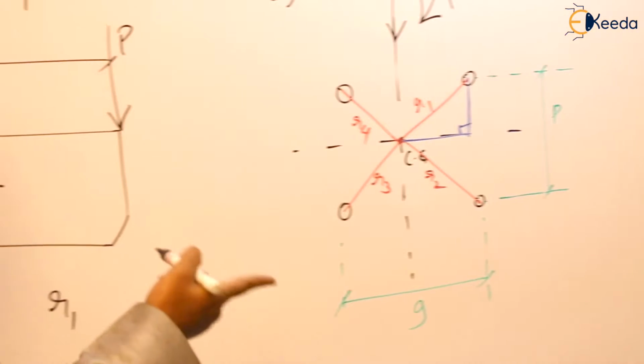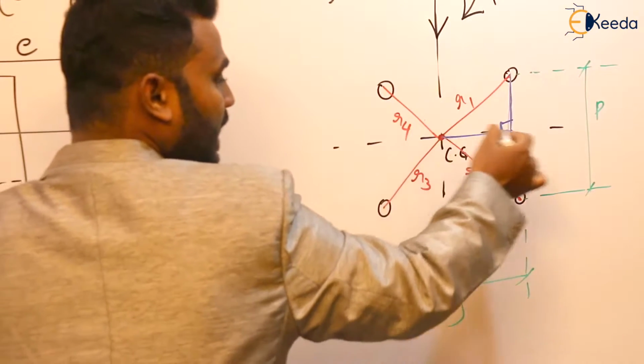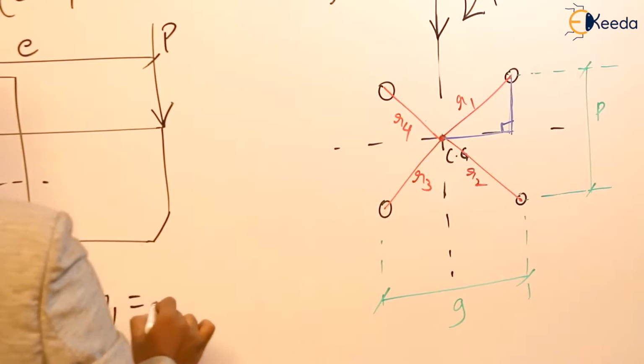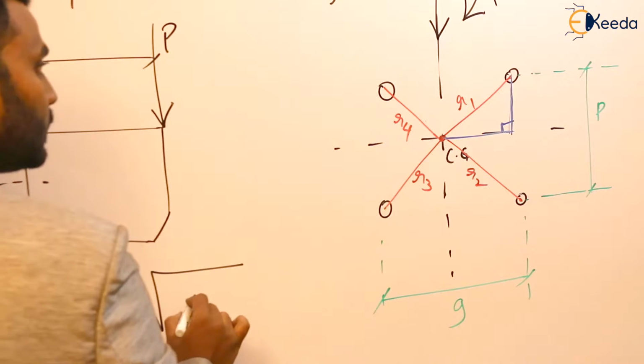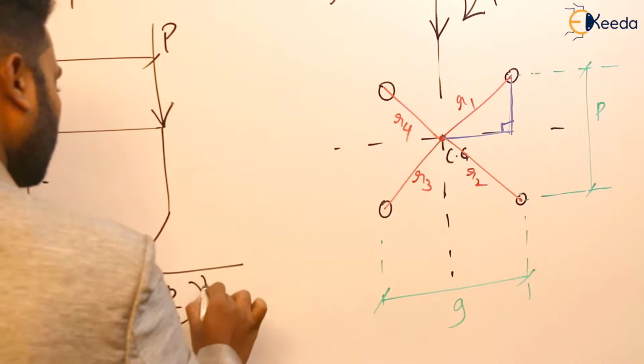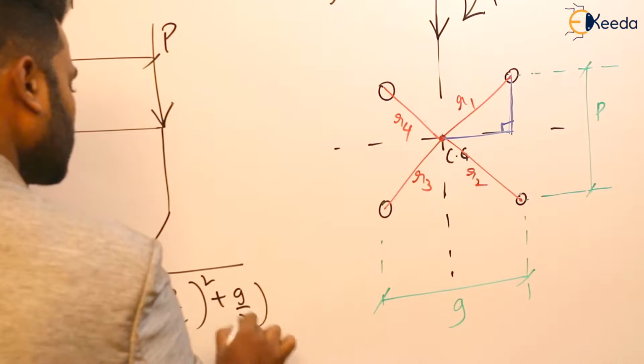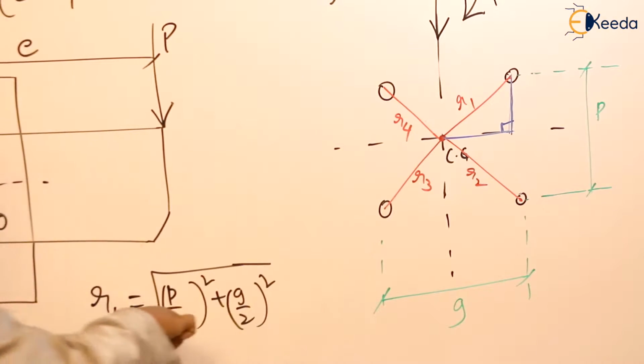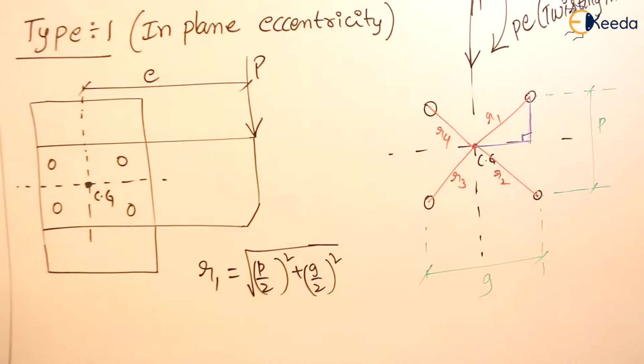So our radius is the hypotenuse. So this is a right angle triangle. So radius is the hypotenuse. So under root, P by 2 whole square plus G by 2 whole square. So this is how to calculate. See, this P by 2 whole square plus G by 2 whole square is for this case.